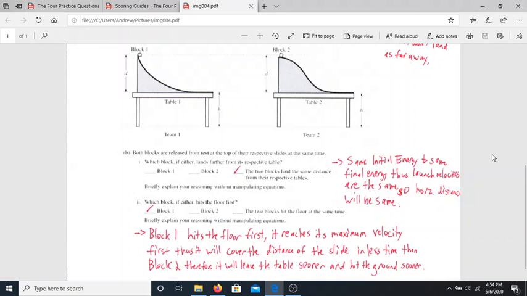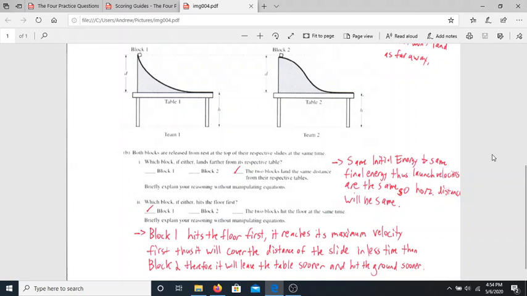Now, by the time block 2 gets to the bottom, it'll have the same velocity as block 1, but it takes more time to get there. So because of that, block 1 is actually going to reach the end of the track first because it goes at a higher velocity earlier on. All right? And that's a weird thing to think about.